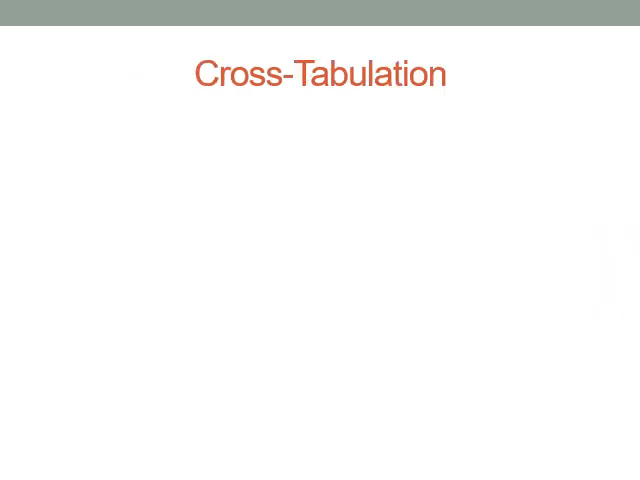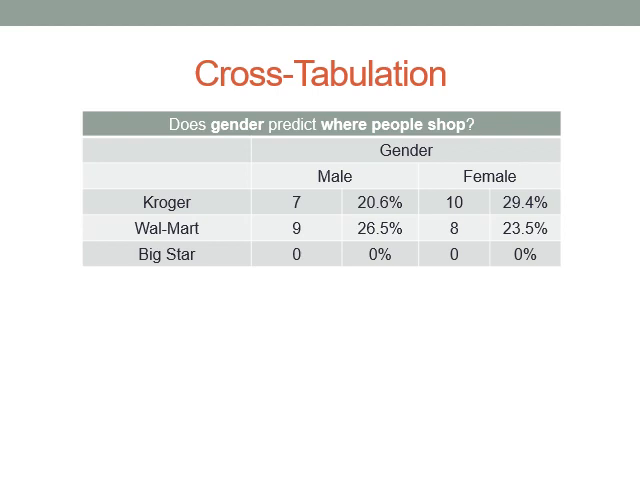So here are some examples of crosstabs from that data set that I was talking about, the survey of my students. We could look at a question like, does gender predict where people shop? We have gender as the predictor variable, meaning that it goes in the column header, and we have where they shop as the outcome variable, meaning it goes in the row headers.